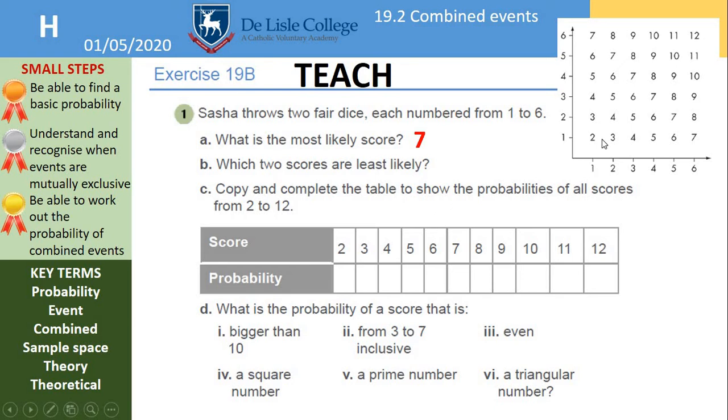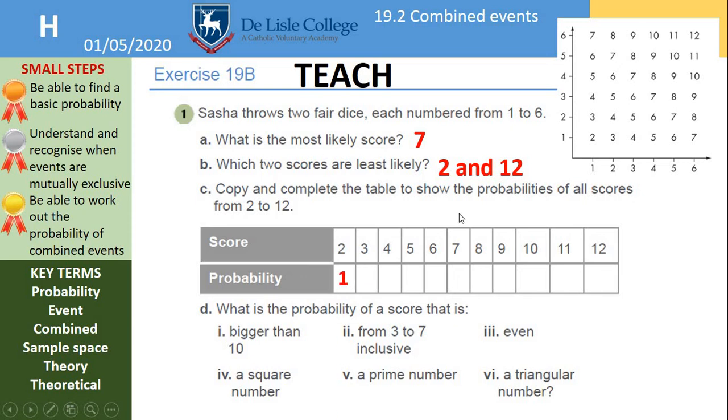Which 2 scores are least likely? Hopefully you can spot that the 2 and the 12 are the least likely, as these only occur once. So part C, copy and complete the table to show the probabilities of all the scores from 2 to 12.